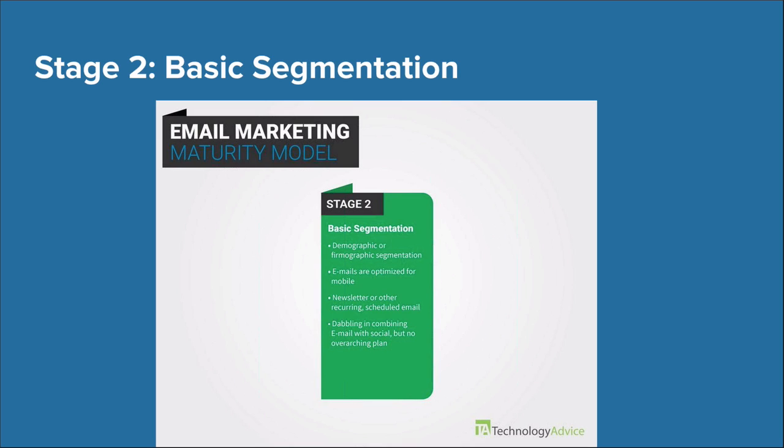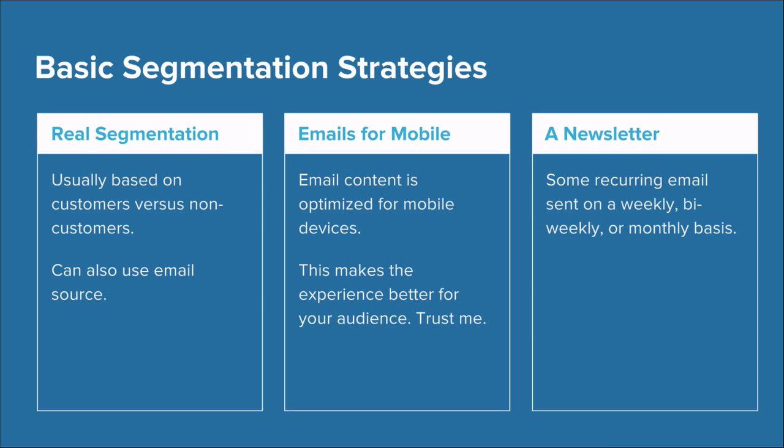Moving on from batch and blast, we're into stage two, which is basic segmentation. Basic segmentation is essentially what it sounds like. There is some type of real segmentation going on, and it's usually customers versus non-customers. You can also use email source, which is another common one. There are a couple of different ways to segment customers in a primitive way, which doesn't necessarily take into account the customer's value to your organization or anything like that, but it is a step forward.